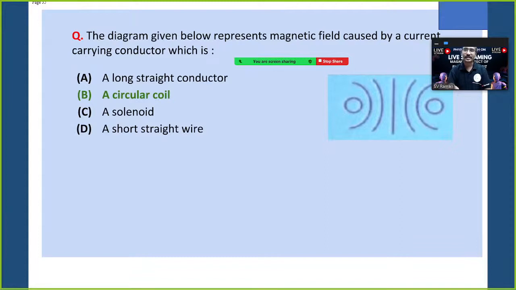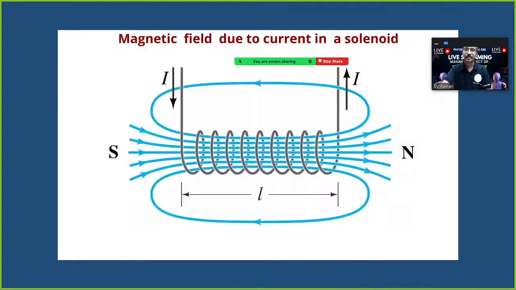Yes, there is a question. In CBSE, they'll ask this question. They'll ask you what kind of magnetic field it is, where we noticed. Is it a straight line current carrying conductor, or a circular coil, or a solenoid, or a short straight wire. This kind of diagram will come in circular coil. This is the most important repeated question.